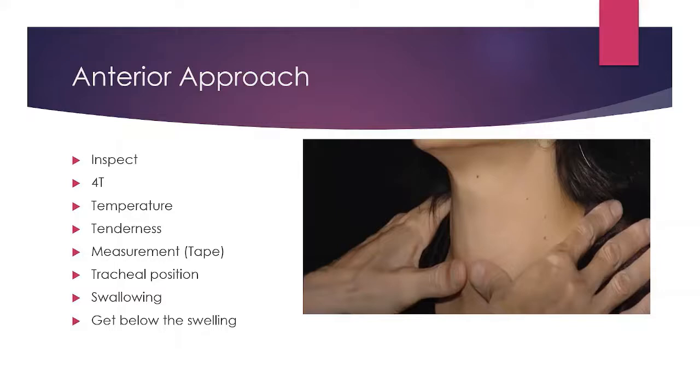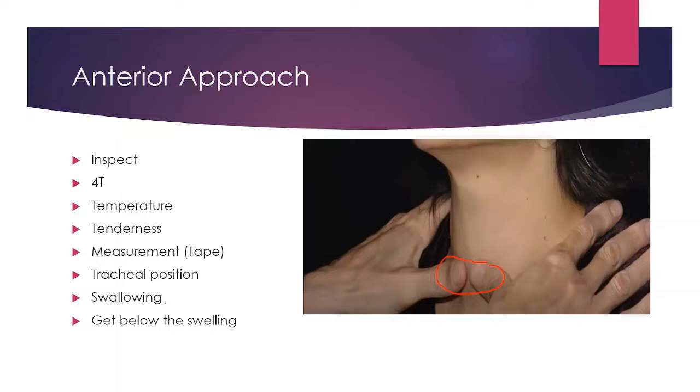And then you need to go for get below the swelling. Look at that picture. That picture is showing you that get below the swelling. Your thumbs are below the thyroid gland, and you can get below the swelling. In hernia we assess for get above the swelling, but as the thyroid swelling is above, in thyroid examination we need to assess for get below the swelling.